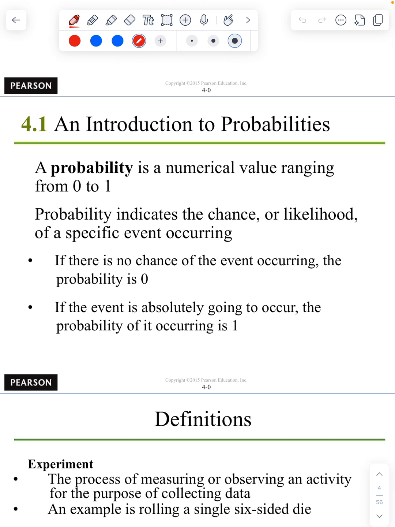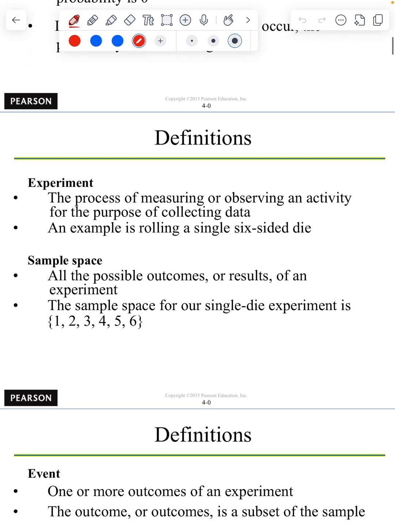So, probability is a numerical value ranging from 0 to 1, and it indicates the chance or likelihood of a specific event occurring. If there is no chance of an event occurring, we give the probability a value of 0. If the event is going to absolutely occur, we give it a value of 1.